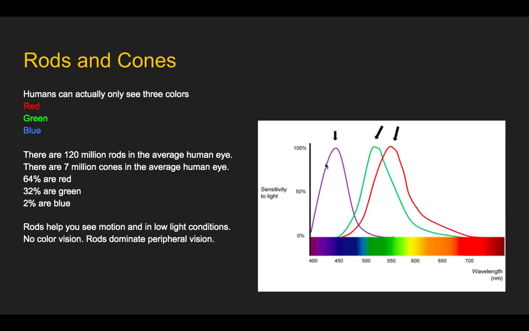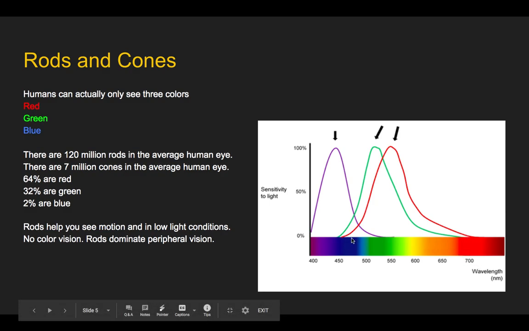So this right here is the range of frequencies that your blue cone is sensitive to. It does get all the way down into green, but it's mostly sensitive in the blue and violet range. So that's where your blue cone is. Your red cone starts at around 700 nanometers. That's a long wavelength, and it is actually sensitive all the way up into blue as well.